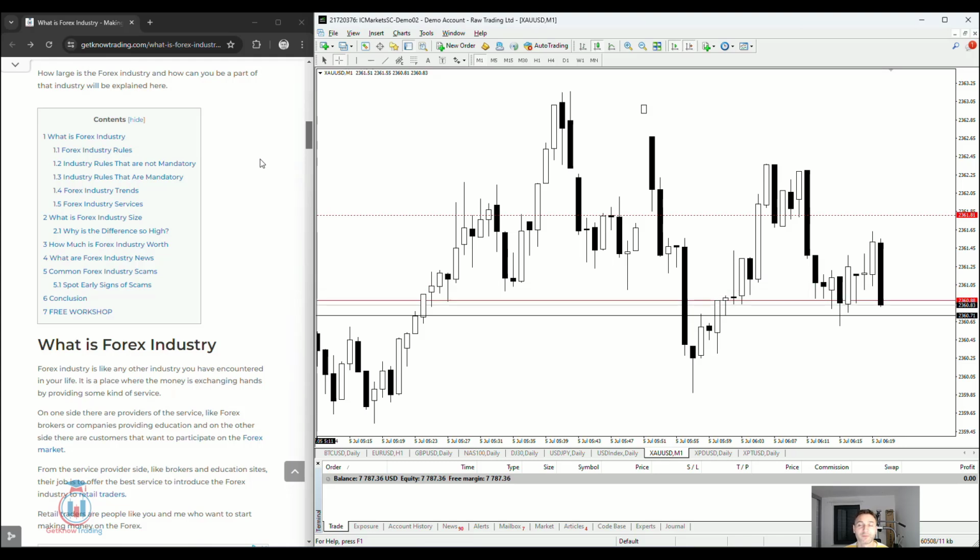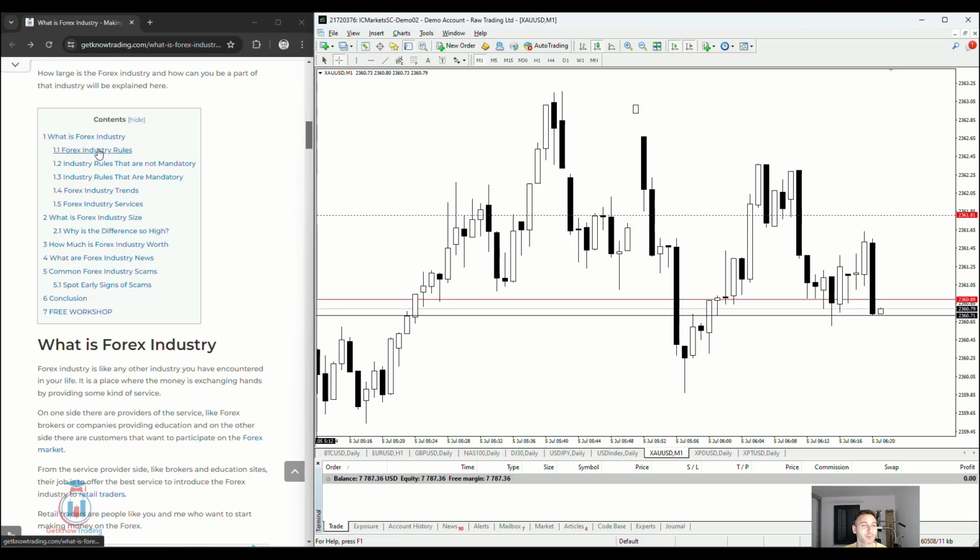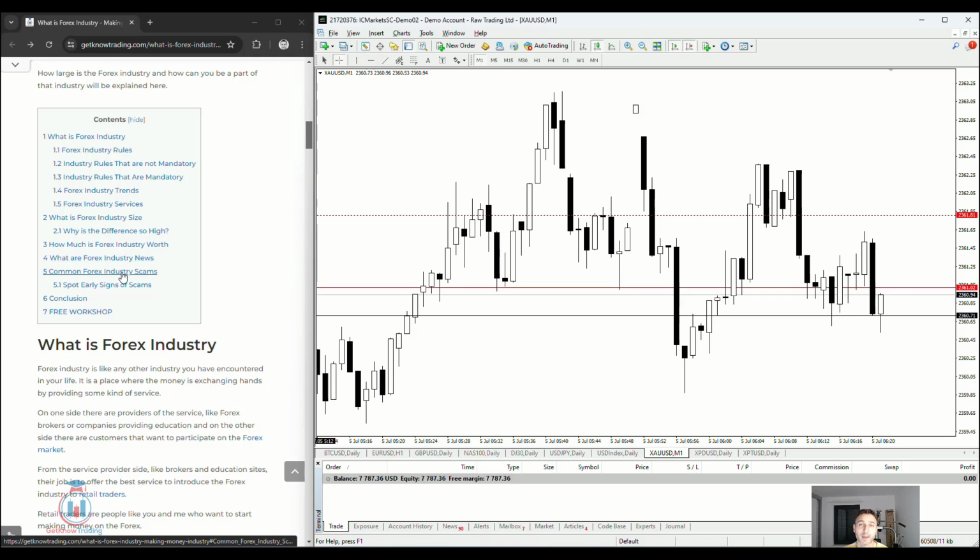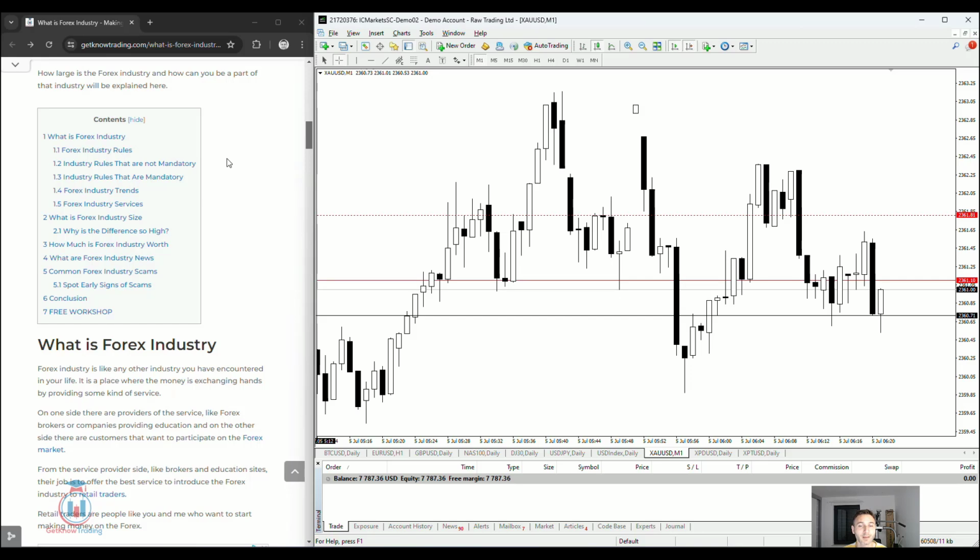So let's start with the Forex industry topic. Here are the topics which I will cover: the Forex industry rules that are not mandatory and that are mandatory, industry trends, industry services, what is the size of the Forex industry, how much is it worth, and what are Forex industry news and the common industry scams. Yes, there are also scams on the Forex market, which is also one of the markets where scammers are trying to get your money without giving the value back.